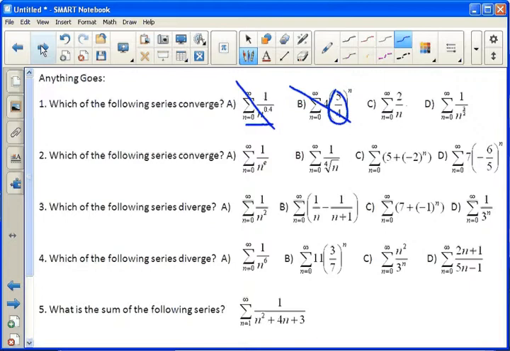So our answer has to be D. It's a p-series, that's 3/2 right there. The power is bigger than 1, so it converges. That's our answer.